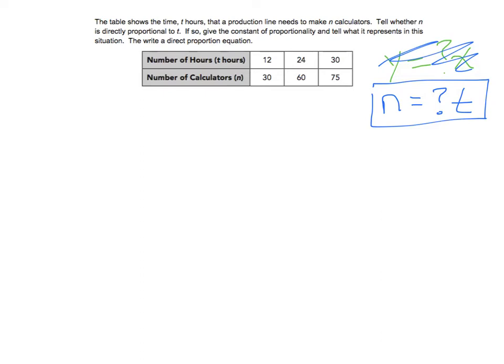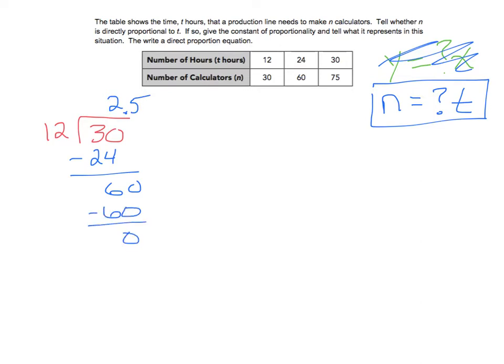So instead of saying 12 times what is 30, I'm just going to say 30 divided by 12. So you can do that. You can do bottom divided by top. 12 does not go into 3, but 12 goes into 30 2 times. That's 24. Subtract, we get a 6. Bring down a 0. Put our decimal point. 12 times 5 is 60. So I got 2.5. So right now I'm guessing that we would say times 2.5. That will give us 30. This has to be accurate, though, for everything.